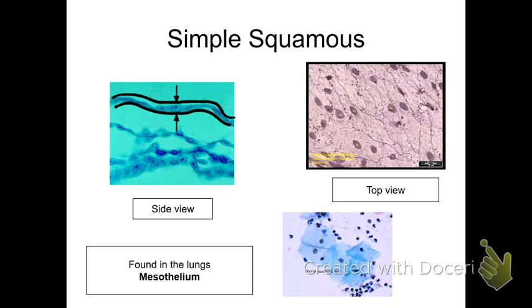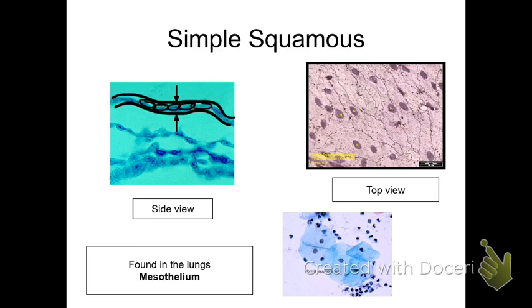And as you can see, there are cells in here, right? You can kind of see the nucleus. These cells are touching each other. It's one layer of relatively thin, flat cells. So that is a simple squamous epithelium.